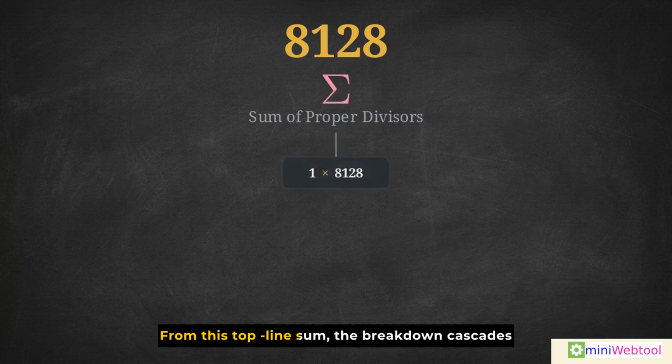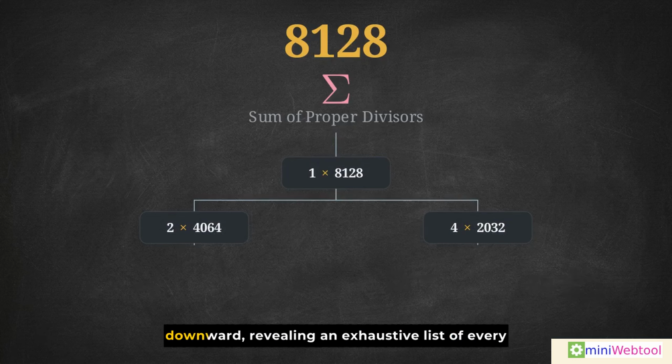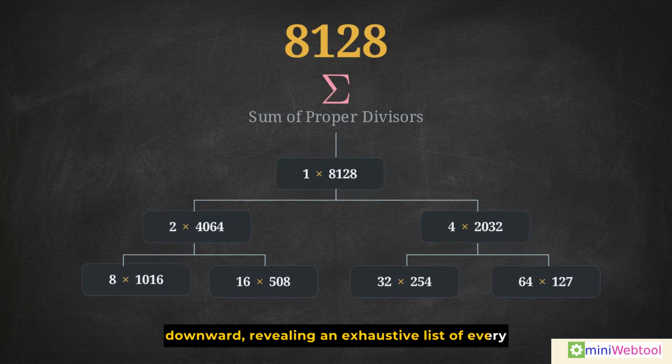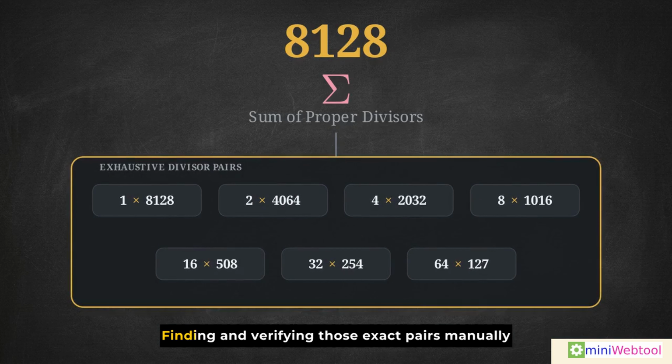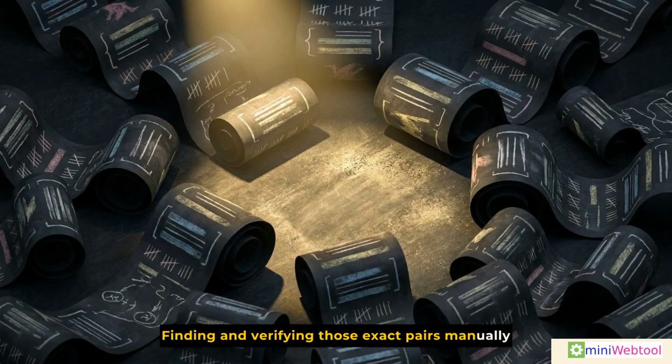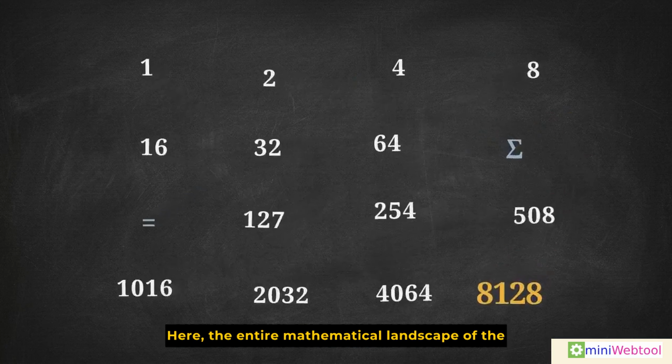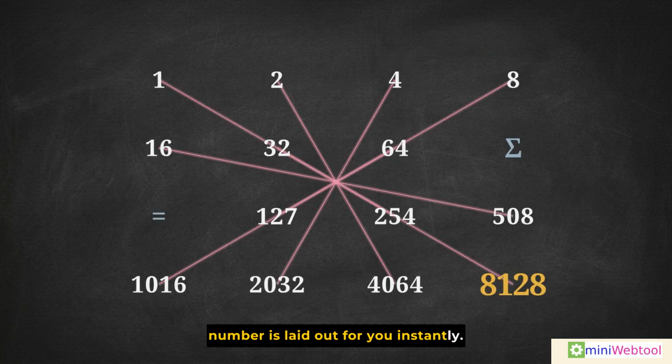From this top-line sum, the breakdown cascades downward, revealing an exhaustive list of every divisor pair generated in a split second. Finding and verifying those exact pairs manually would take pages of scratch work and intense focus. Here, the entire mathematical landscape of the number is laid out for you instantly.